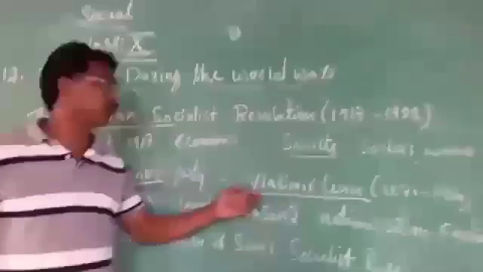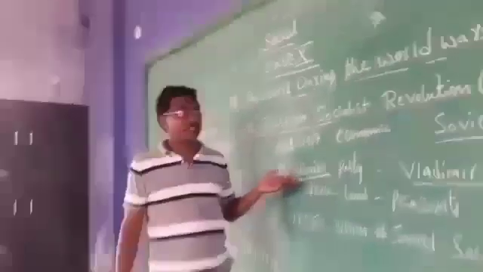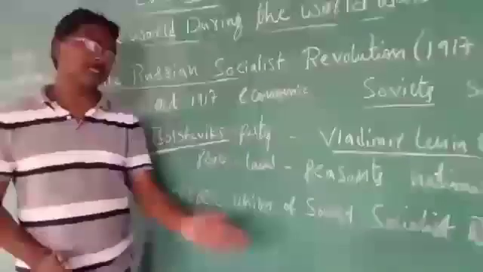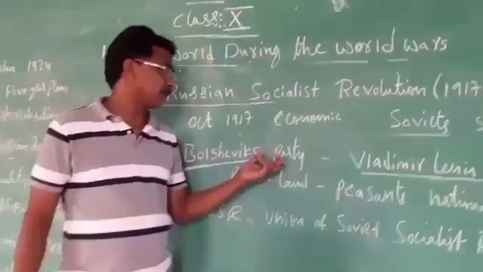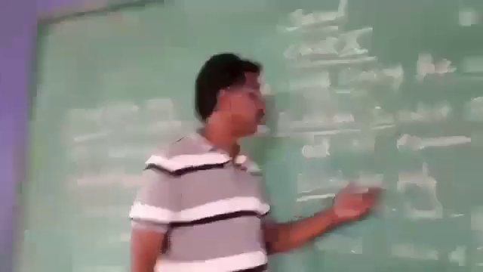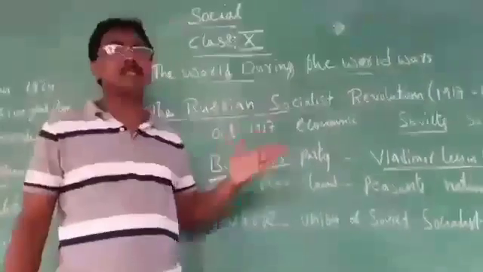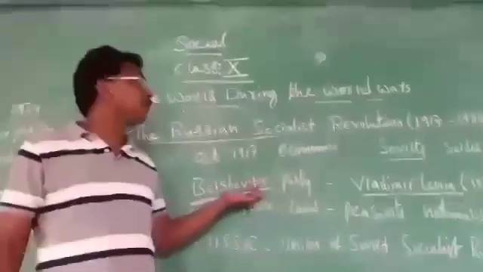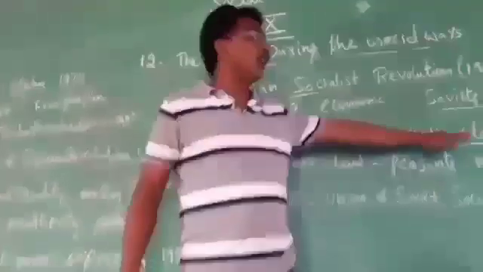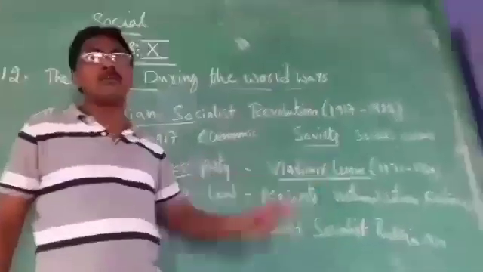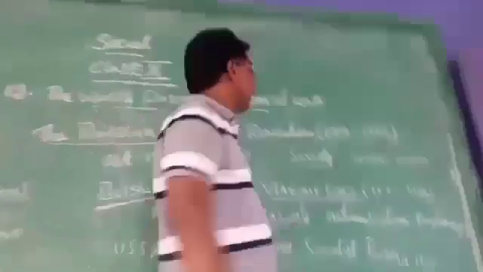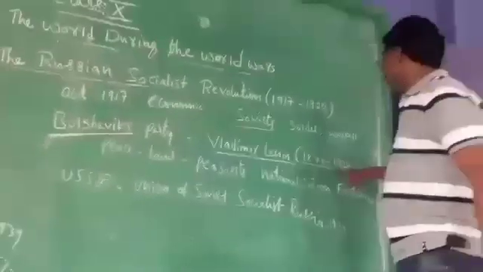I will tell you the story. A common party was established, and the party name was the Bolshevik party. The Bolshevik party was established by Vladimir Lenin. We will call him Lenin. Lenin established this party, and he lived from 1870 up to 1924.